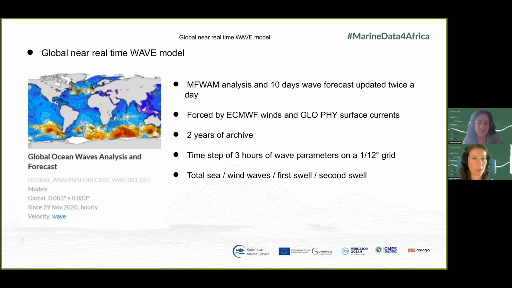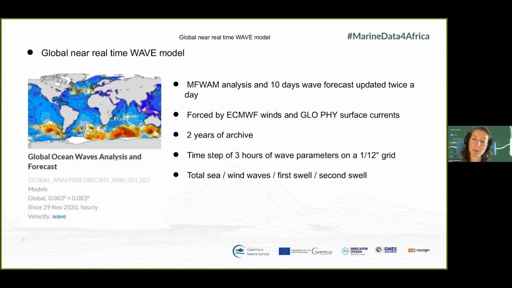So we produce every day a new real-time wave model. We update the data twice a day, and we go up to a forecast of 10 days, and we keep the analysis in a 2 years archive, so you can retrieve the wave outputs of our model up to 2 years in the past. We use a model which is called MF1, and MF1 has a resolution of 0.12 degrees, and we provide the output every 3 hours. Every 3 hours, you have the classical sea state parameters, that is to say height, period, and direction for total sea, and also for wind waves and first and second swell.